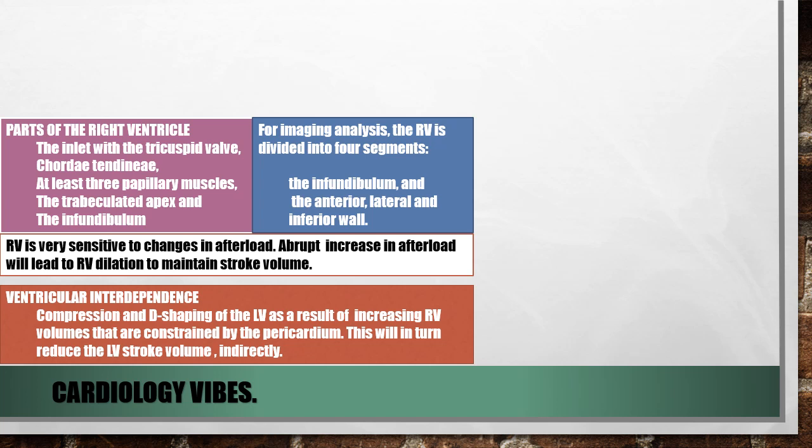Another important entity that is very vital in understanding the right ventricular pathophysiology is the ventricular interdependence. By ventricular interdependence, we mean that there is compression and deshaping of the left ventricle as a result of increasing right ventricular volumes that are constrained by the pericardium. This will in turn reduce the left ventricular stroke volume indirectly.